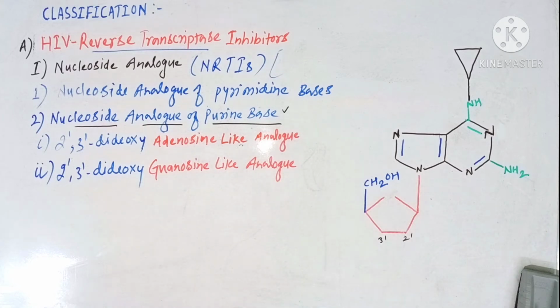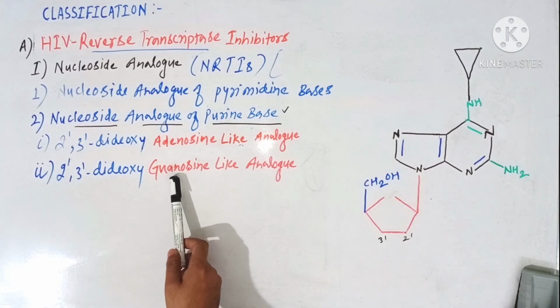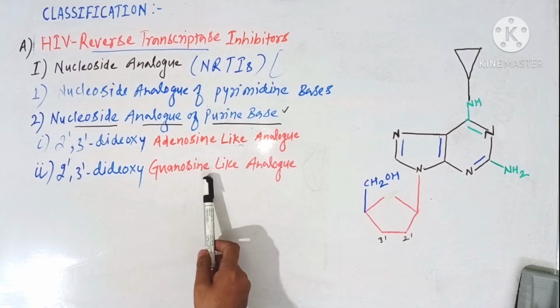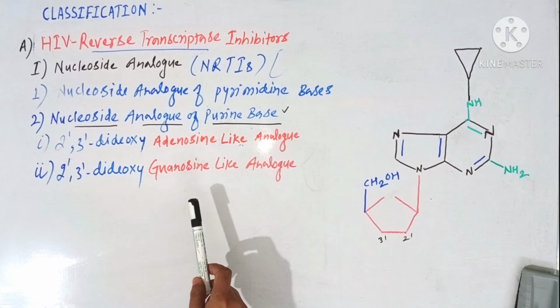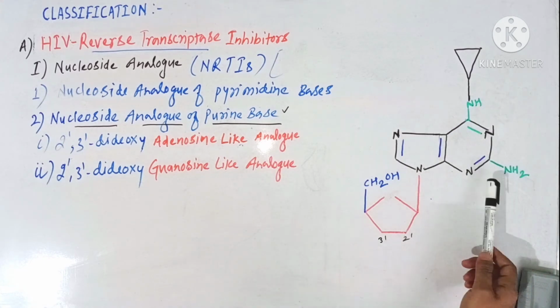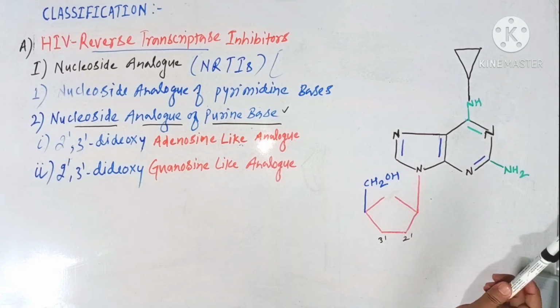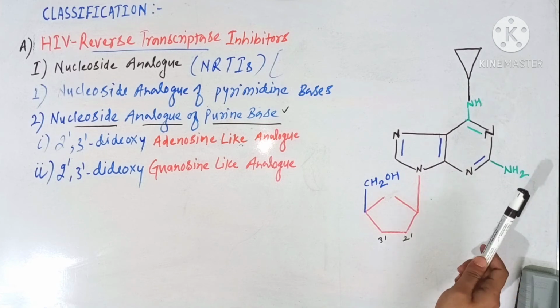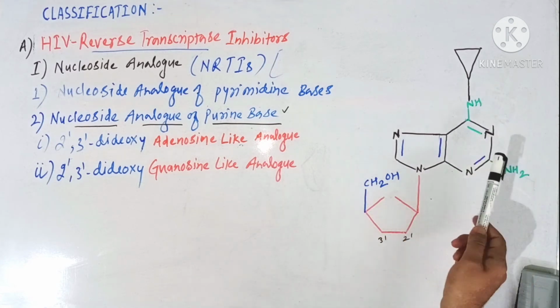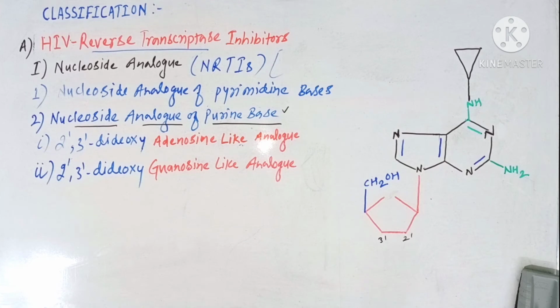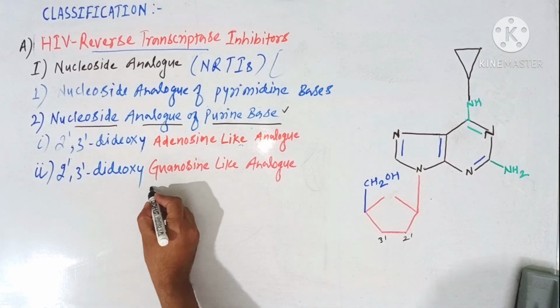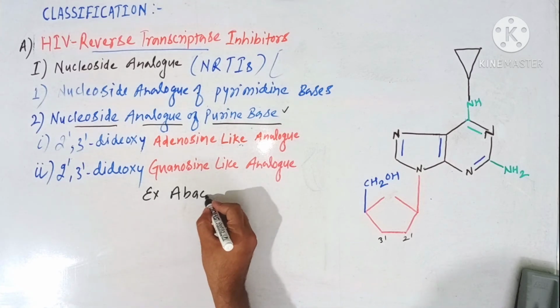Now the next class is 2' 3' dideoxyguanosine like analogs. Here again the drug has a purine base which is similar in structure to that of guanosine, but this is exactly not guanosine, but guanosine like. Here you can see this is your purine base, and in this purine base there are 2 amino groups present, but in guanosine there is only 1 amino group present, not 2. So this is actually a guanosine like structure. The example which comes under this class is Abacavir.